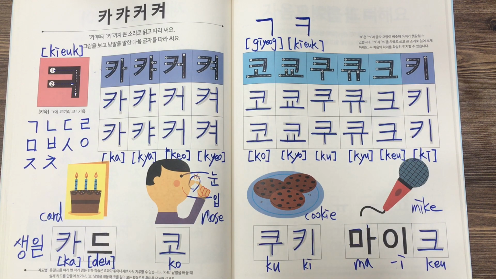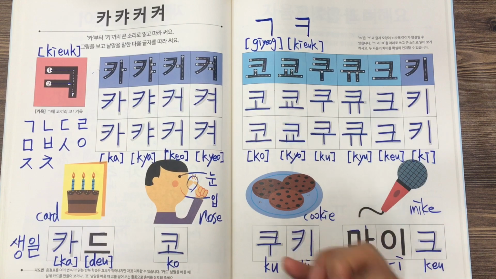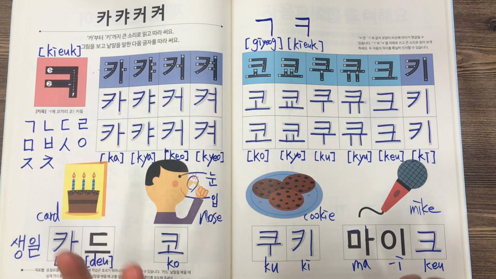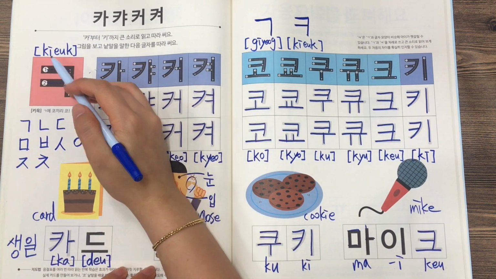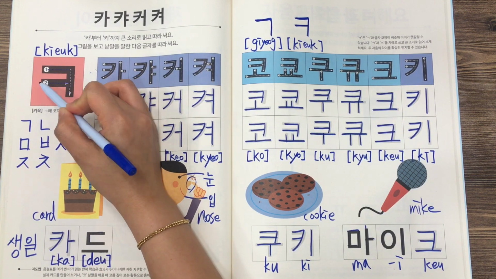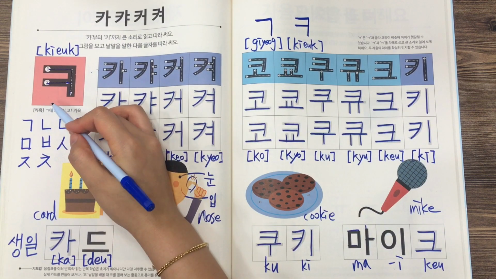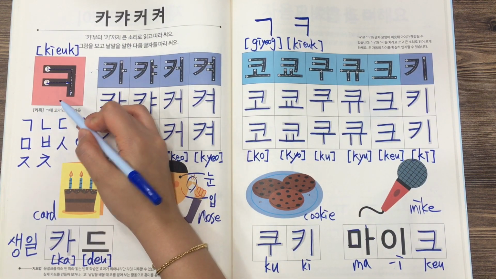So I'm gonna speak everything one more time, and you should speak together with me. It's better to learn a new language. I recommend you should speak. You have to speak, okay? So we studied new consonant, 키읔. 1, 2. 키읔.